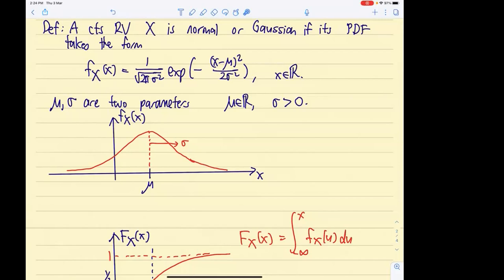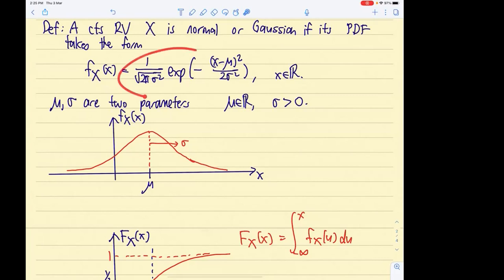It is non... A PDF is non-something. Can Elvin hear me? No. Let me call Muhammad. A PDF must be non-something. Can the people on Zoom still hear me? Non-discrete. Not quite, but non-negative. Exactly. Very good. Perfect. It is non-negative.